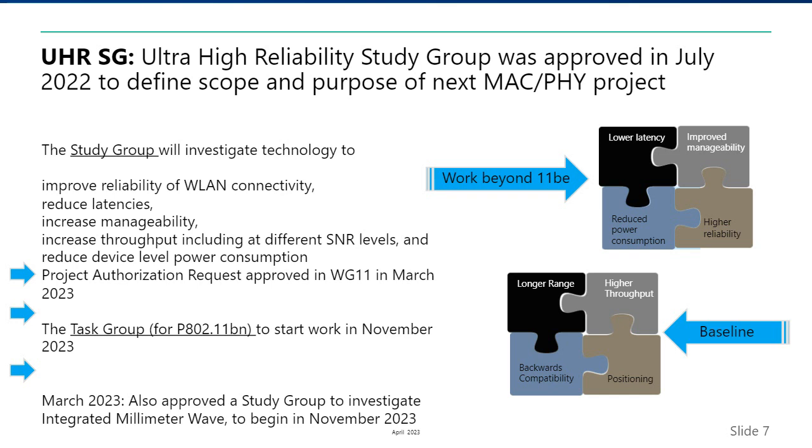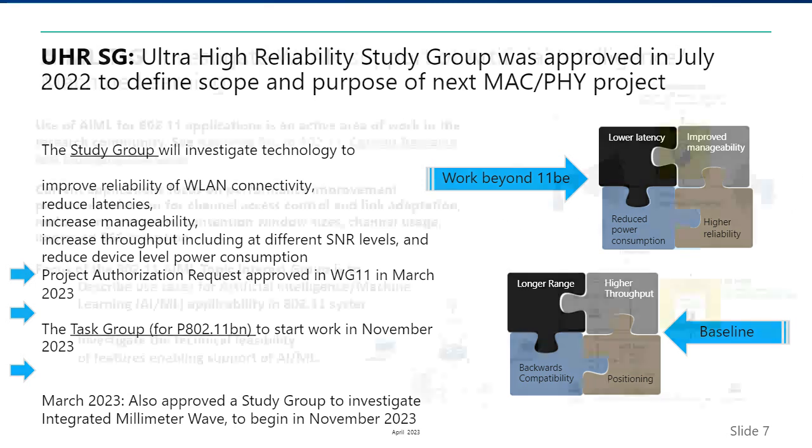We're looking at continuing to improve the latency characteristics, the manageability, the throughput, power consumption capabilities of the technology. And we anticipate the task group for this work, which will be known as 11BN, to start in November. And there are more activities there.